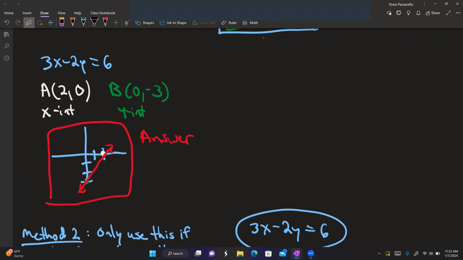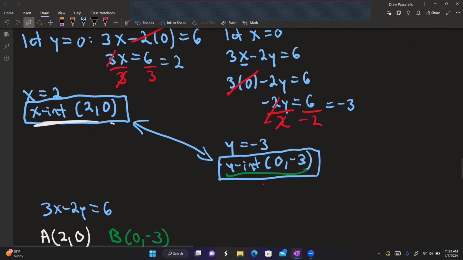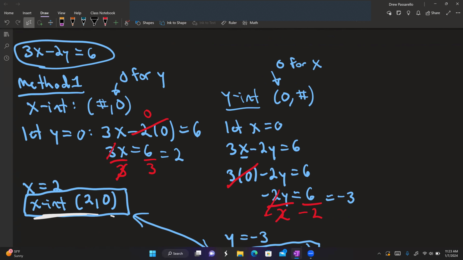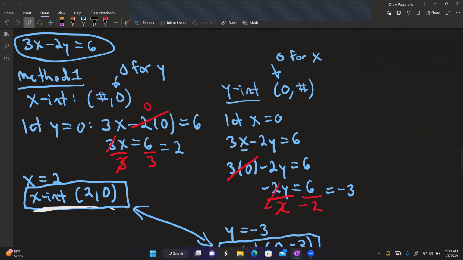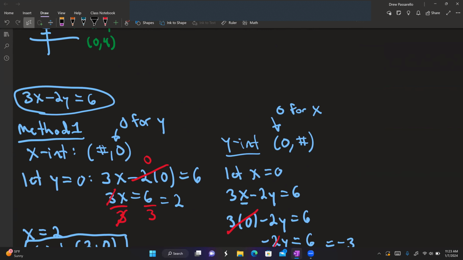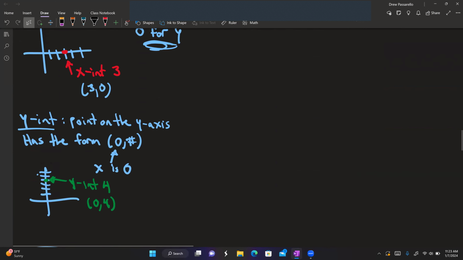Here's method 1. Method 1 was just using the x-intercept and y-intercept. X-intercept, you let y equal to 0. We got x equal to 2. Y-intercept, you let x be 0, and we got y equal to -3. Obviously, I would do method 1. It is the quickest method.